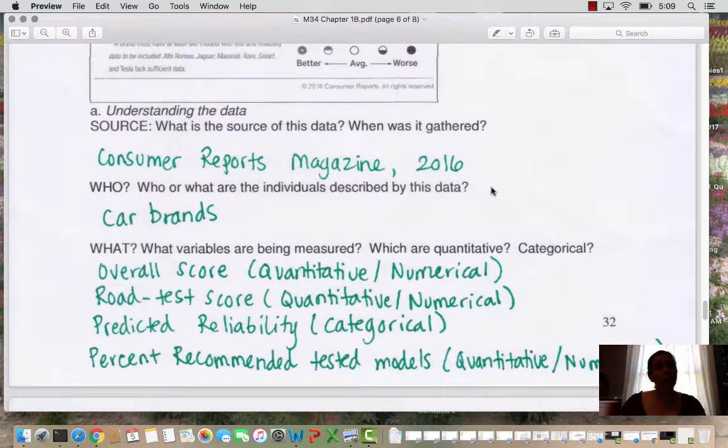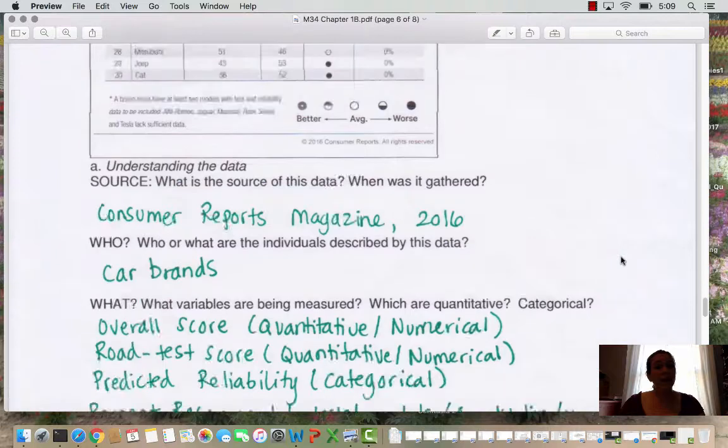And then what are the variables being measured? Which of these are quantitative and which are categorical? So the overall score, that's a number, so we said it's a quantitative or numerical variable. Quantitative and numerical can be used interchangeably as terms to describe variables. Road test score, that's quantitative, numerical.